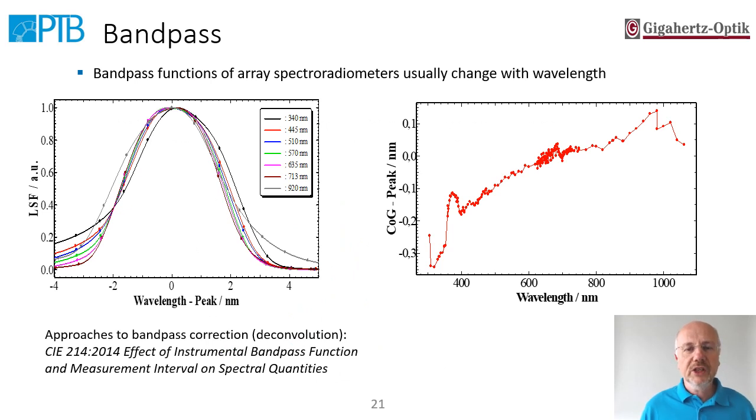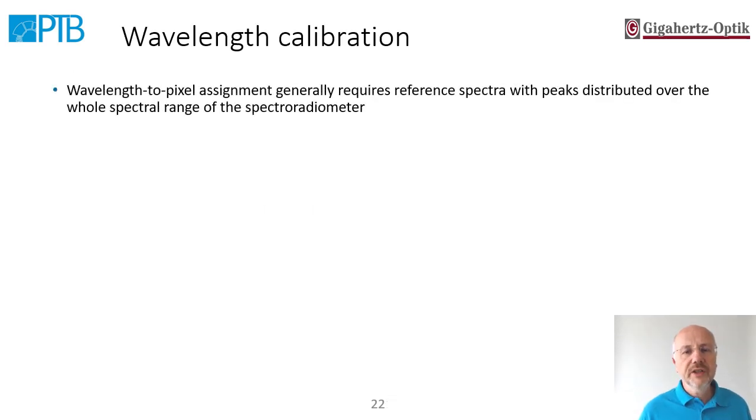The bandpass function of a spectroradiometer usually changes with wavelengths. In this example, you can see how the asymmetrical bandpass function changes from shorter to longer wavelengths. This is expressed by the difference between center of gravity wavelengths and peak wavelengths. If you want to know more about bandpass correction, you may have a look at this following CIE document, CIE 214.